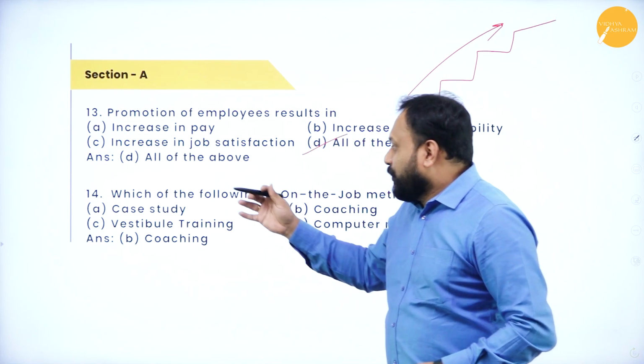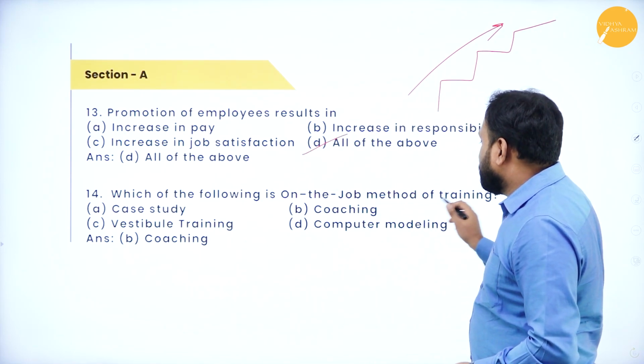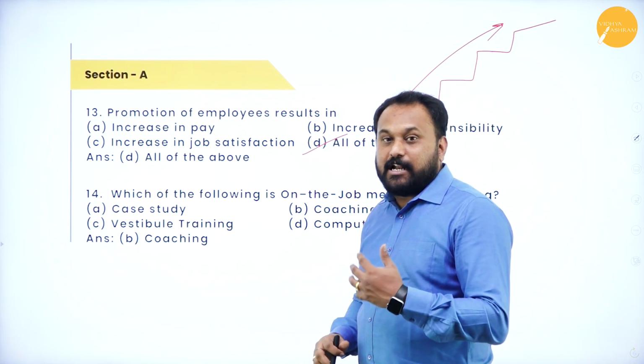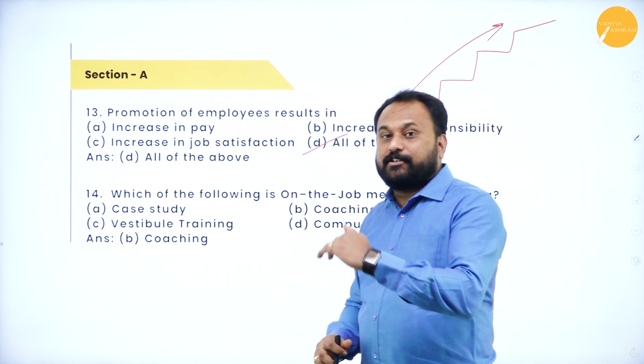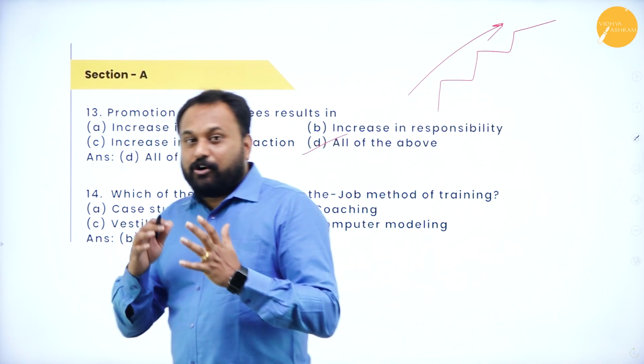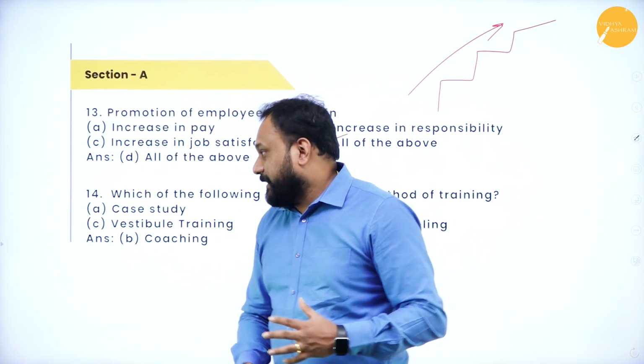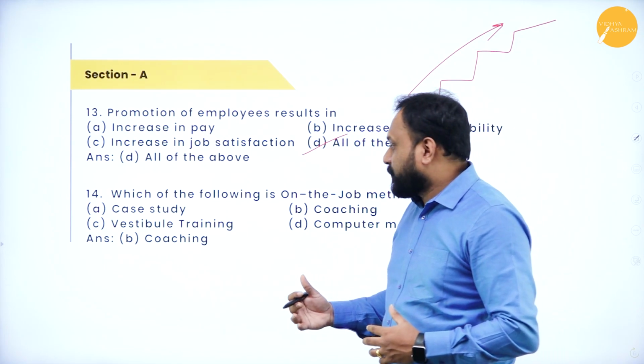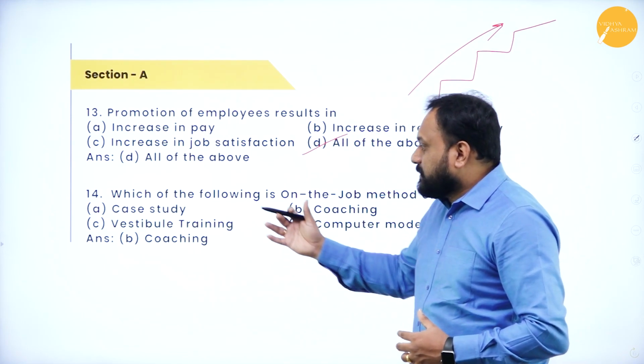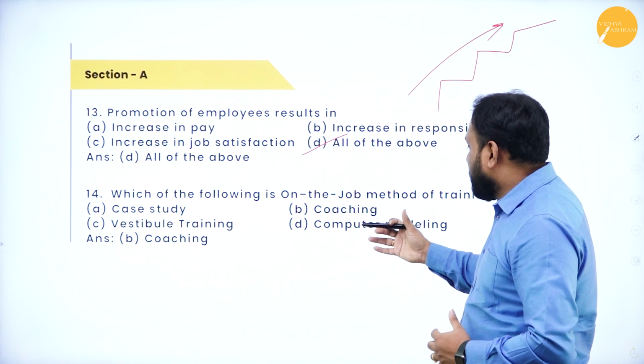Which of the following is an on the job method of training? Now, on the job method of training means you're working and you are getting trained. That is what on the job training is. A, case study. B, coaching. C, vestibule training. D, computer modeling.